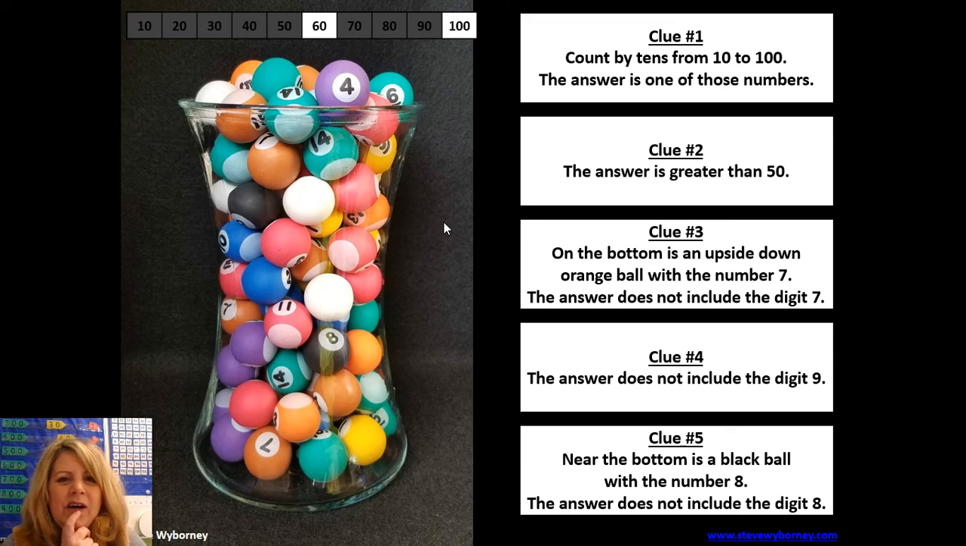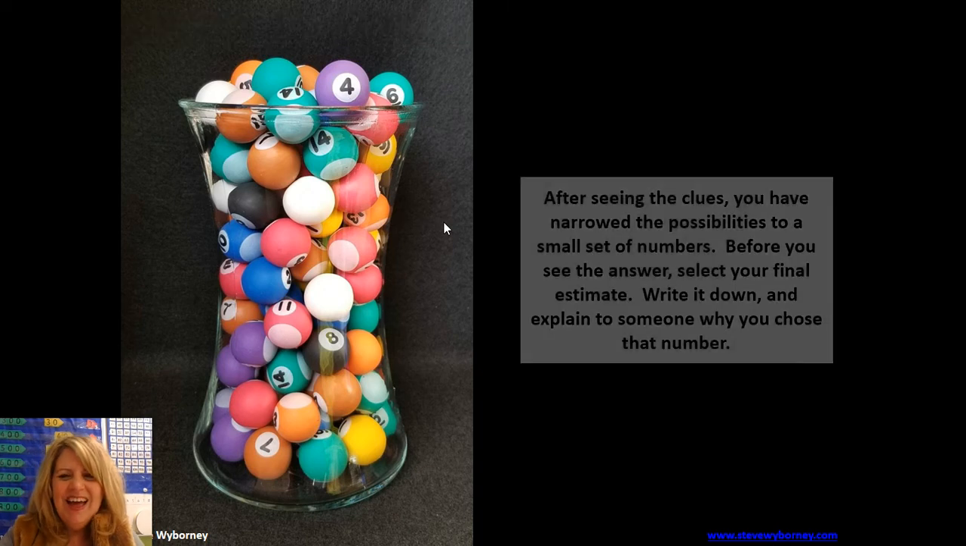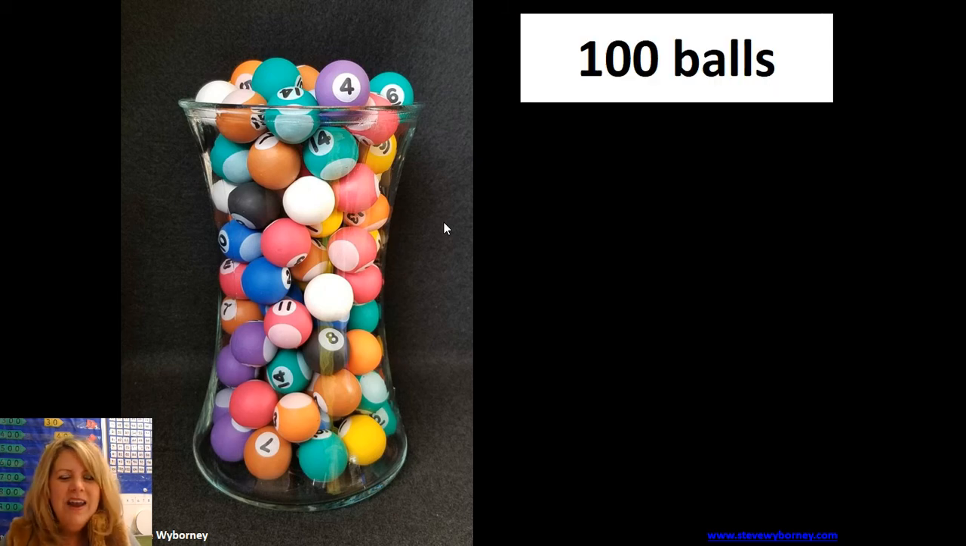How many cue balls are in that vase? Are you ready for the reveal? Let's find out. Woohoo! Here it comes. Dun dun dun dun dun. 100 balls. Does not seem possible to me.